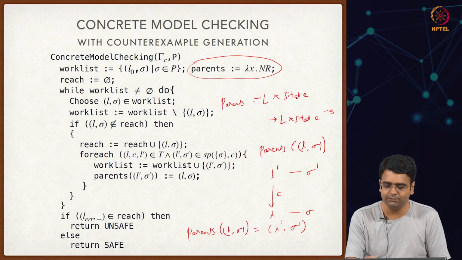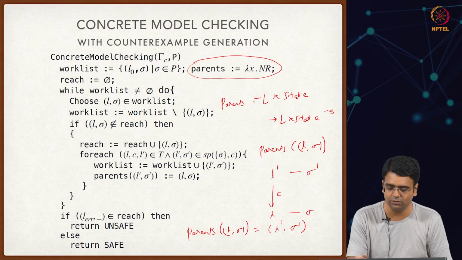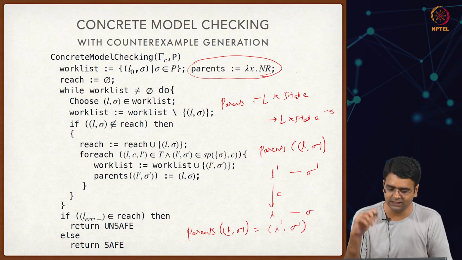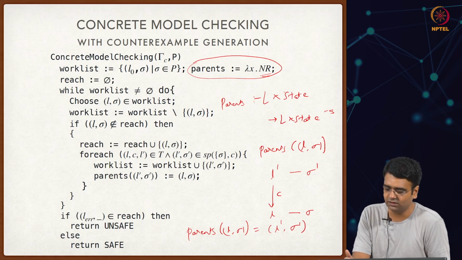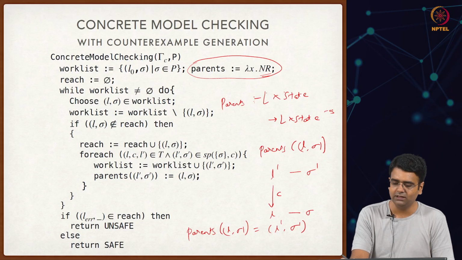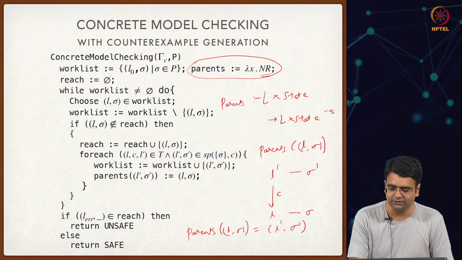And the parents map is also maintained by this algorithm. So it initializes the parent map to not reachable, right. So this lambda x dot nr means that for every pair, we are saying that that pair is unreachable, because at the beginning you do not know which state is reachable at which program location, right. So for every pair of location cross concrete program state, they are all unreachable. Okay. So this is the initialization. The rest of the algorithm remains the same.